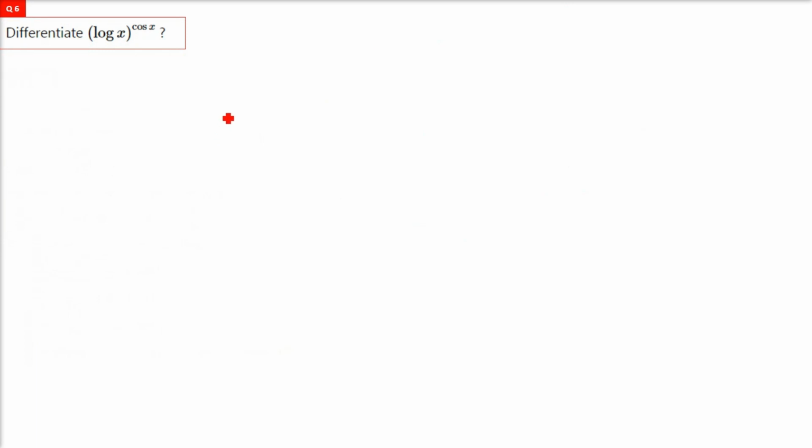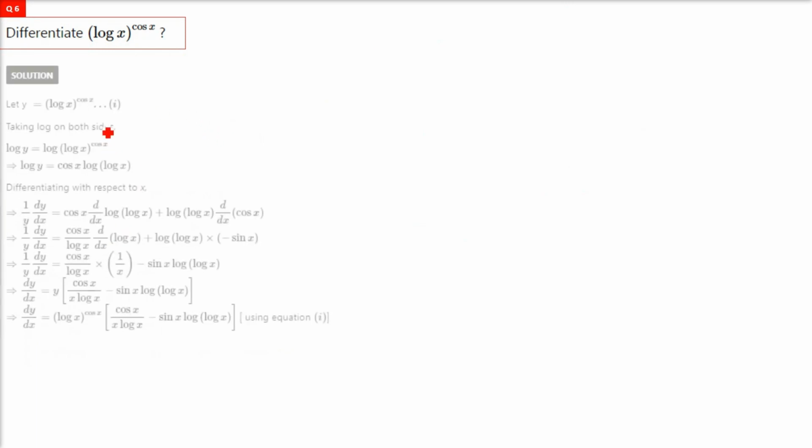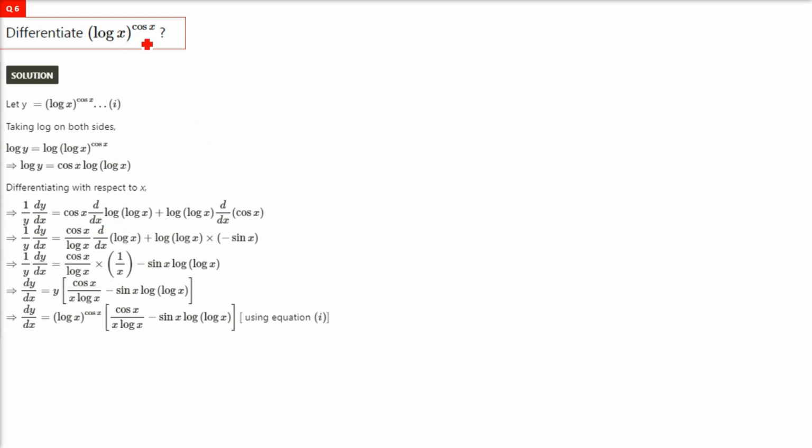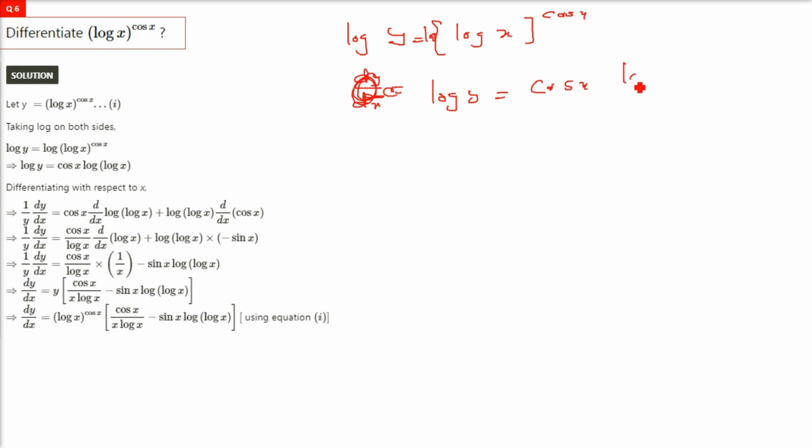Next one is log x to the power cos x. So this is how you have to do it. You have to write everything. Whatever I am saying, you need to put it in the ink. So y is equal to log x to the power cos x it is. The first step is log. So we will take log: log y is equal to cos x in front, then log of log x. Log of log x we have already done just now.